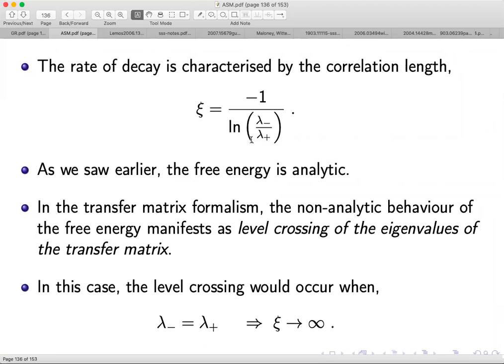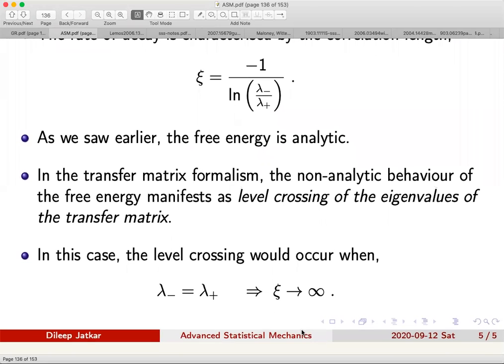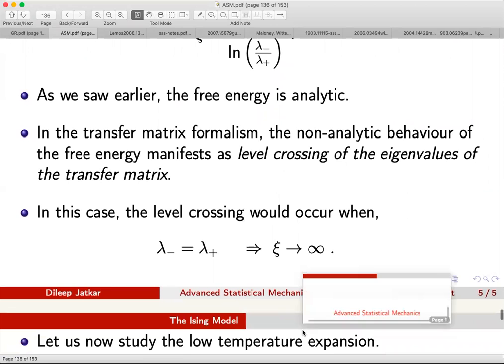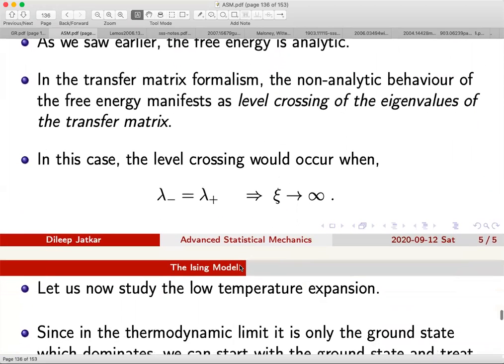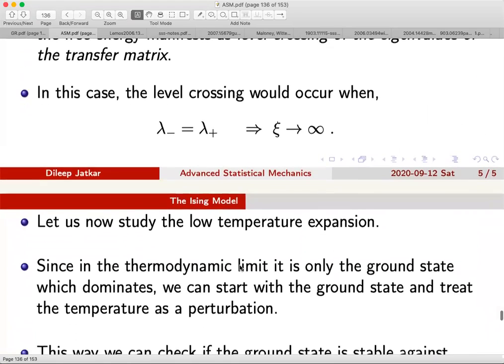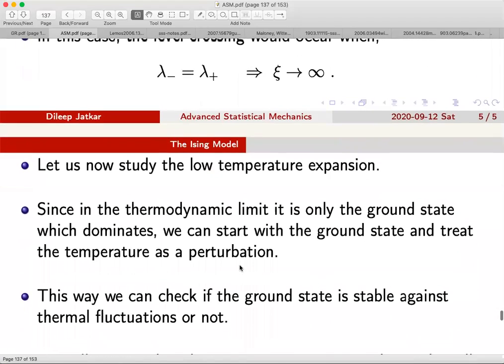But if that happens, then you get log of 1, and in that case the correlation length diverges, which is of course a signature of phase transition. If the correlation length is diverging, then you would expect non-analytic behavior in the system. But this is a zero temperature effect. Fine. So let's try to study this system in a little different way.